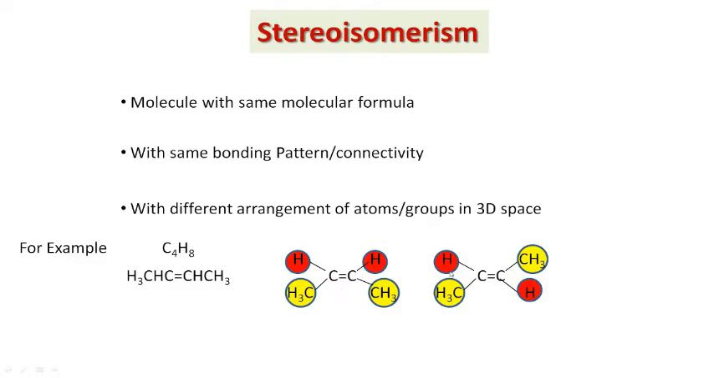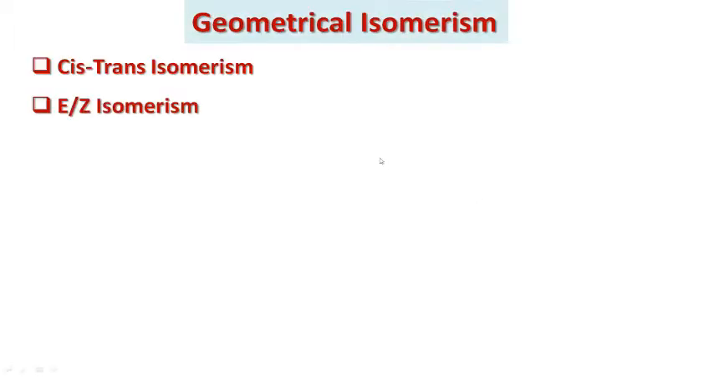So these two molecules are different with the same molecular formula, with the same connectivity of their atoms, but have a different arrangement of their substituent groups in space. Therefore these two molecules are stereoisomers of each other. Now let us discuss geometrical isomerism.